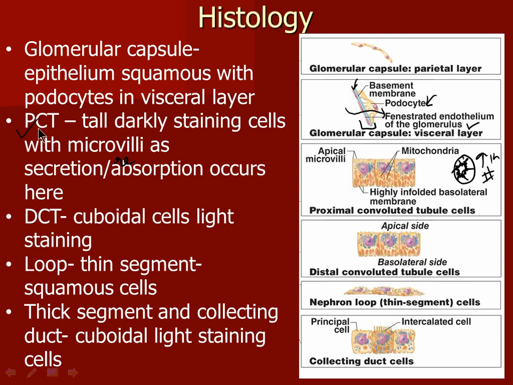When you come to the loops of Henle, the thin segments look very similar to capillaries, only they don't have blood in them. So they have thin squamous cells. And the thick segments and collecting ducts look, again, very similar to the distal convoluted tubule. So they have cuboidal cells. You might find they are light staining. The lumen is much larger. And so sometimes it gets a bit difficult to tell which is which. Unless you have a longitudinal section, it might be difficult to tell which is the thick segment and which is the collecting duct.